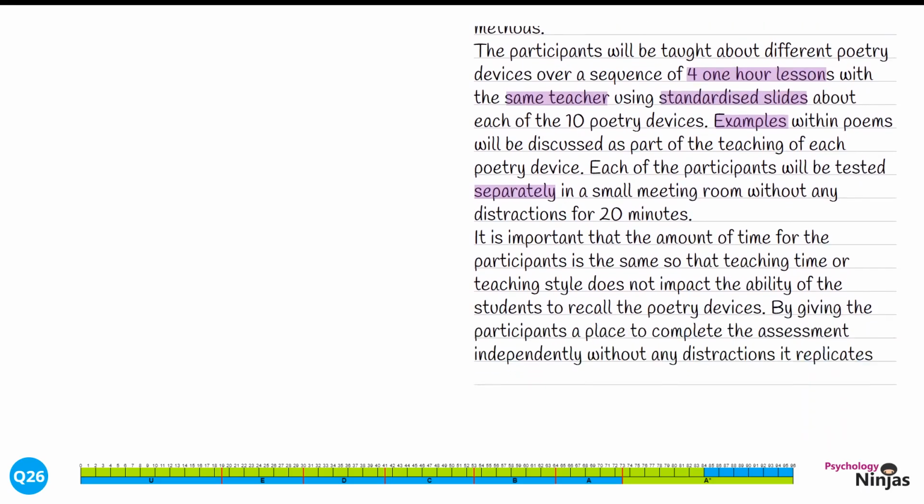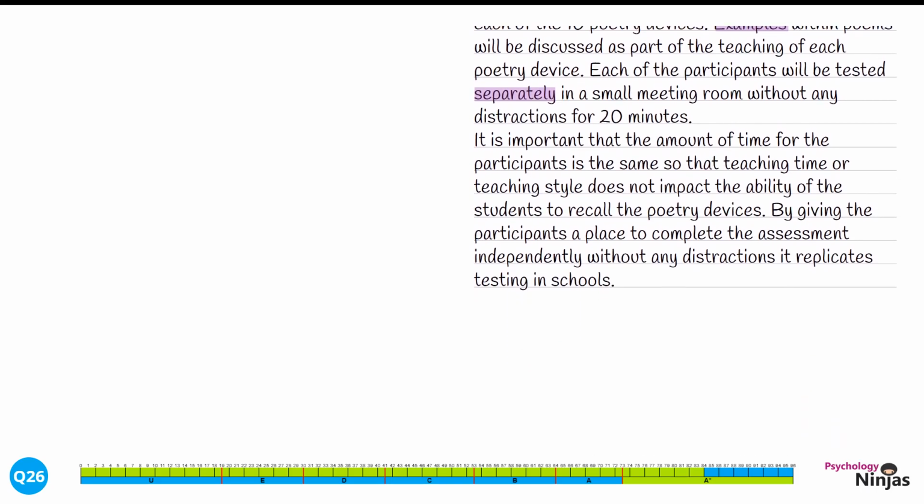It is important that the amount of time for the participants is the same, so that the teaching time or the teaching style does not impact the ability of the students to recall the poetry devices. By giving the participants a place to complete the assessment independently without any distractions, it replicates testing in schools.